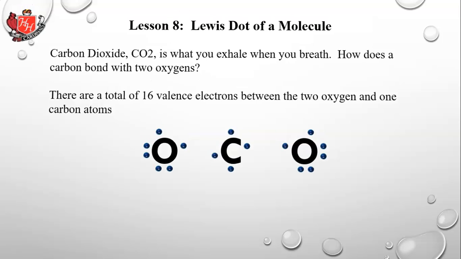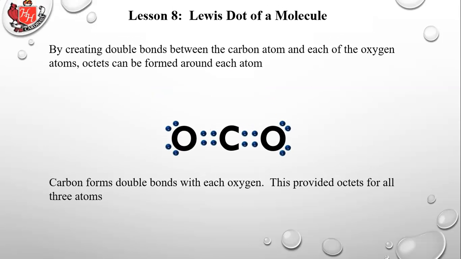Okay, here we go. And that's how it would do it. By creating double bonds between the carbon atom and each of the oxygen atoms, octets can be formed around each atom. So just convince yourself that each atom there has 8 electrons that belong to it, including those 8 in the middle around the carbon that are being shared with the oxygens. Okay? All right, so convince yourself that those are octets. And convince yourself also that you didn't use more than 16 electrons because that's all you had to work with.